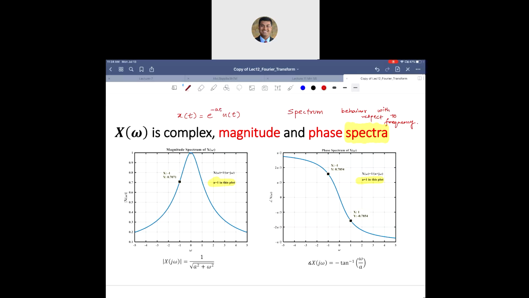So let us see what happens over here. When frequency is 0, what do you have? 1 divided by a. So that point essentially is 1 divided by a. But for the sake of this plot, I had to pick an arbitrary value of a constant, and I picked 1.